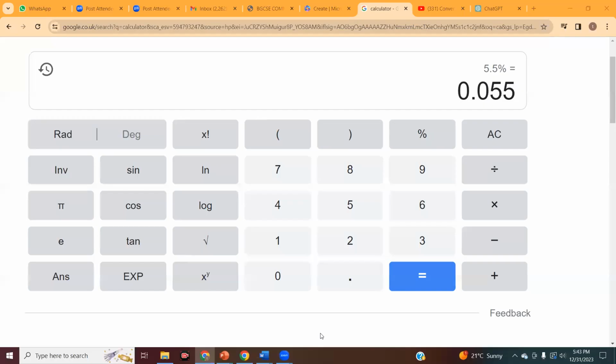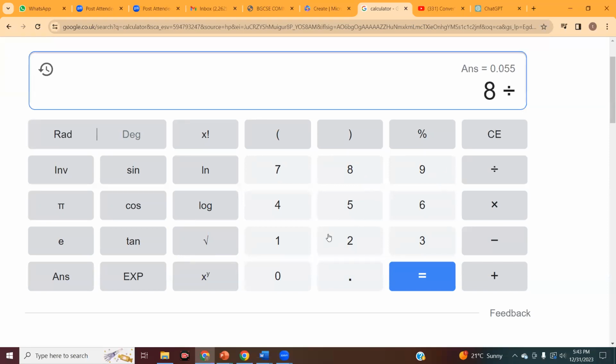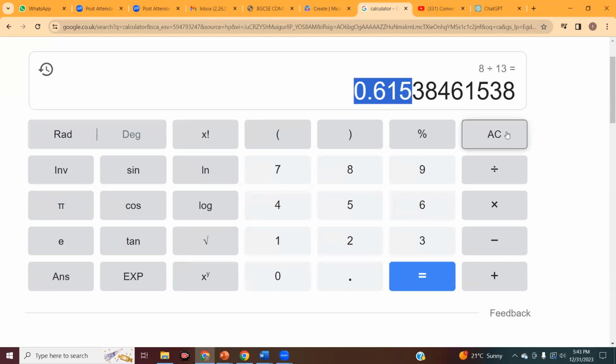So the first one we have is 8 over 13. So 8 divided by 13. That's what we mean by the fraction bar. 8 over 13 means 8 divided by 13. And so that is 0.61538461538. Let's just consider the first three digits. And so we're looking at 0.615. And so that's 8 over 13.